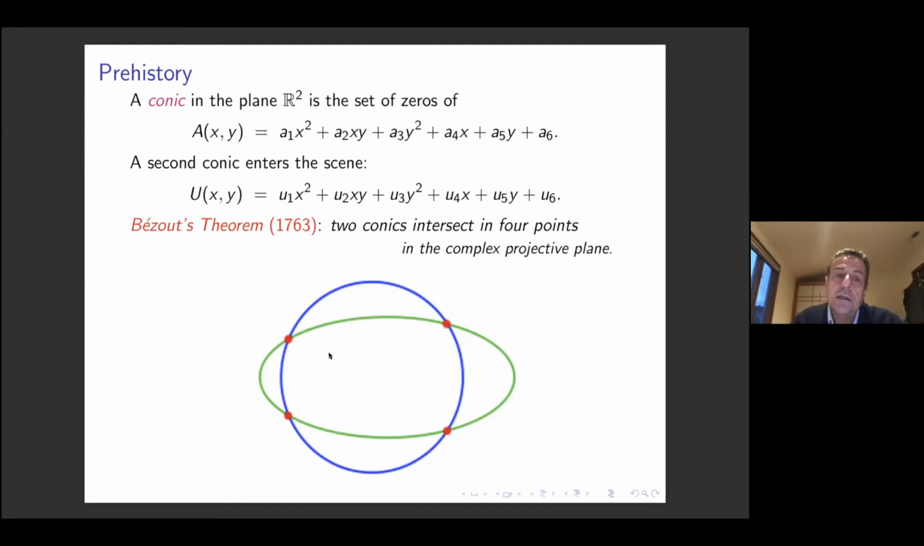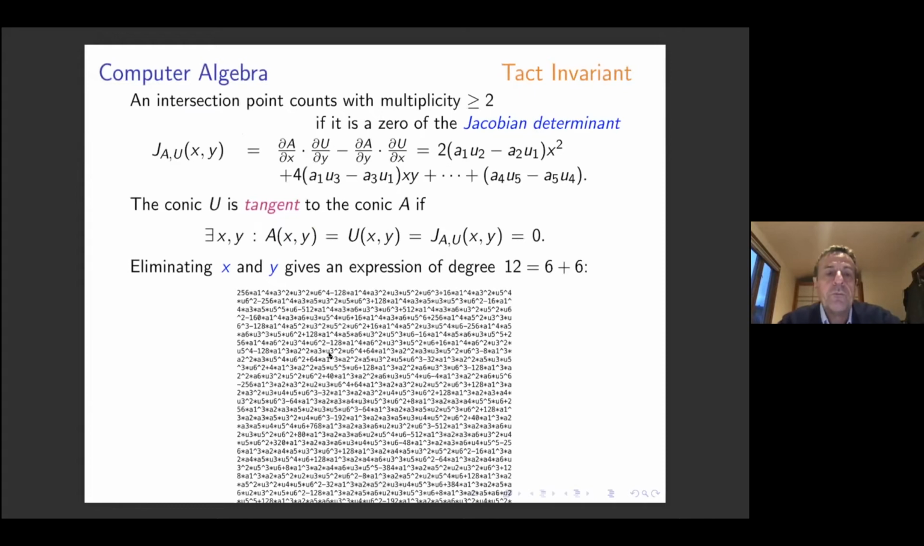So let's talk a little bit more about this. Points of tangency can be described algebraically by the vanishing of the Jacobian determinant. So an intersection point for our two conics will count with higher multiplicity, 2 or more, if it is a zero of another quadratic equation, which is the Jacobian determinant. The Jacobian is the 2 by 2 determinant of the partial derivatives of our two quadrics. So this is another quadratic polynomial.